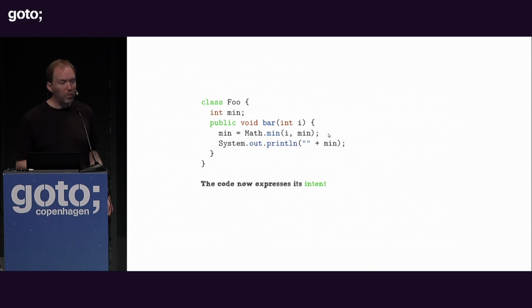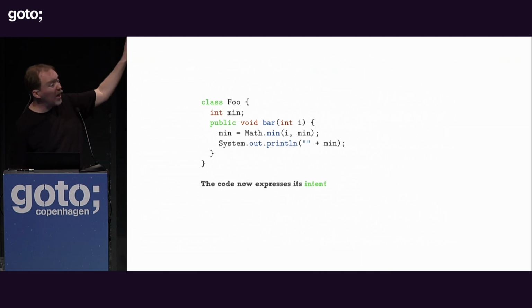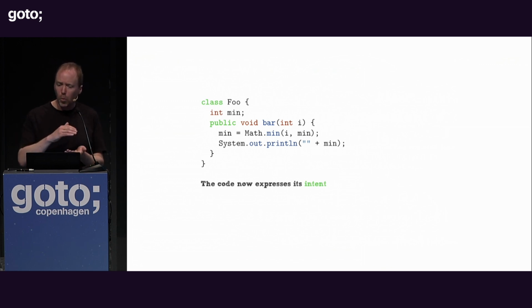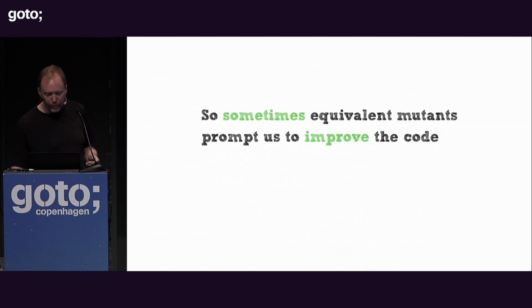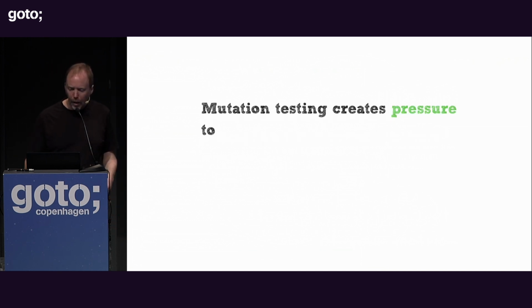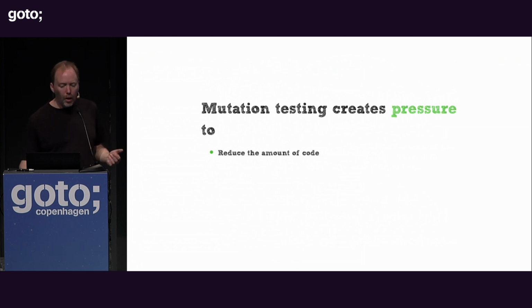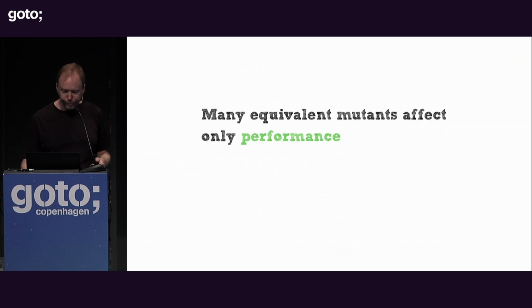And I prefer this code, because the code before worked, but it did what it did by doing it. This here expresses its intent. It's saying, I would like a minimum. The code now tells us that. It's more readable. It's very slightly smaller. And more importantly, that equivalent mutant has now vanished. So sometimes the mutants, when they're equivalent, prompt us to improve the code. Not always, but sometimes. And generally, it creates pressure to reduce the amount of code you've got and reduce the amount of duplication you've got. So one big class of equivalent mutants are ones that affect only performance.